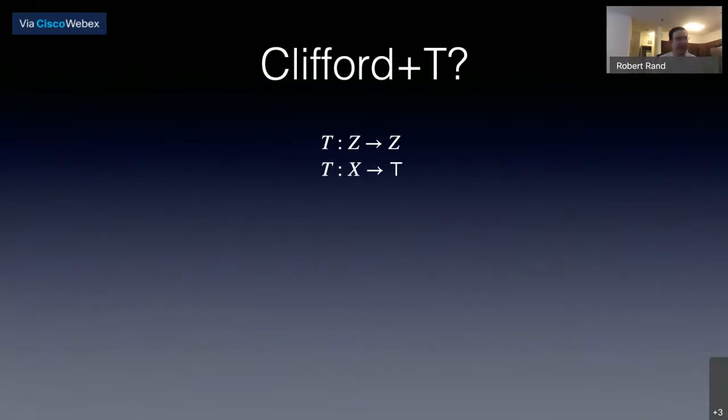The last sort of interesting, or maybe most important question is, can we extend this beyond just the Clifford set? Because the Clifford set, again, isn't universal and it's not comprehensive, and we knew we could simulate it. So let's try adding T.